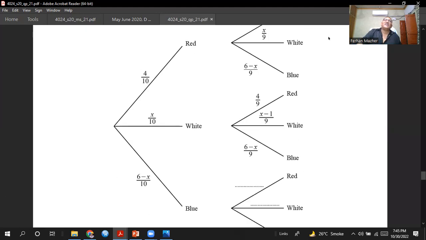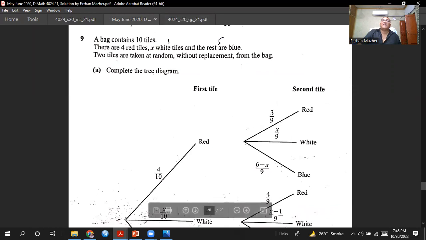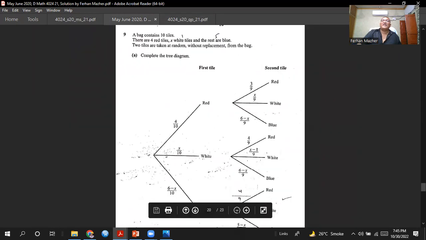So this is the tree. Let me show you, I have completed that. That was the first part. So let me reduce the size.